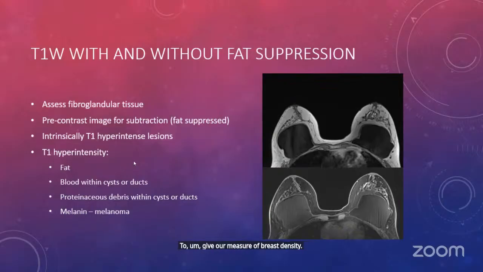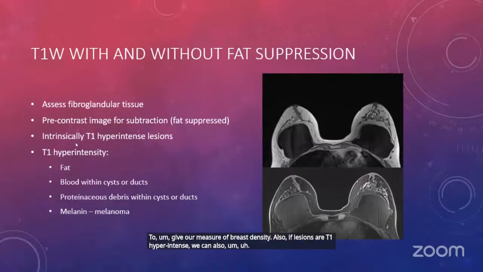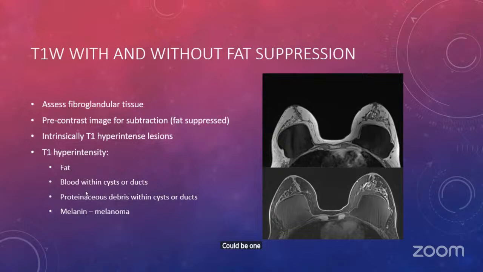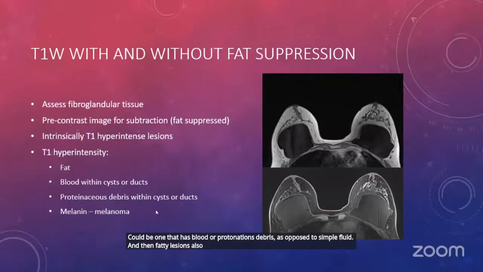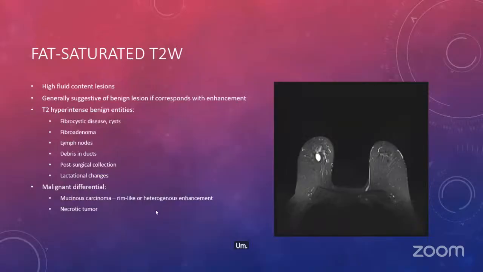Also, if lesions are T1 hyperintense, we can tell that they might be something that has blood, like a cyst that's T1 hyperintense could be one that has blood or proteinaceous debris as opposed to simple fluid. And then fatty lesions also are bright on T1 as well, of course, as you may know. Then we have our fat saturated T2 weighted images, which of course show our high fluid content lesions.